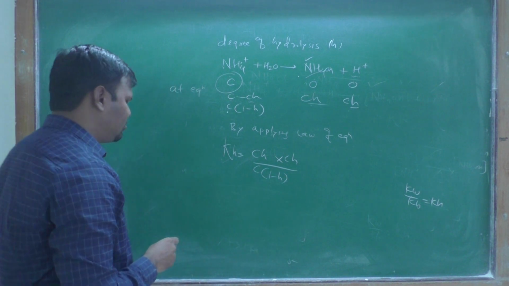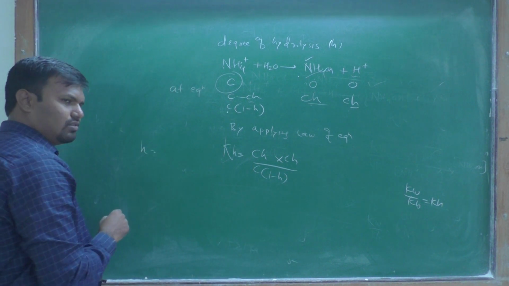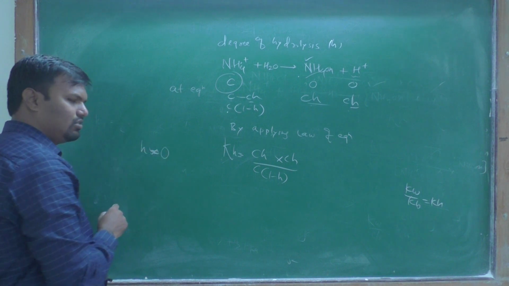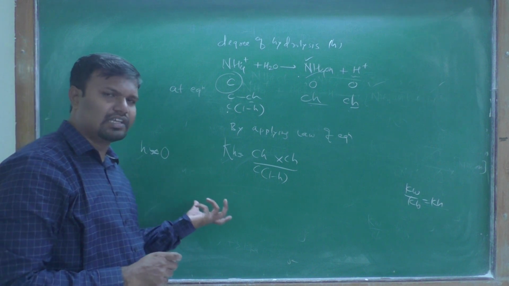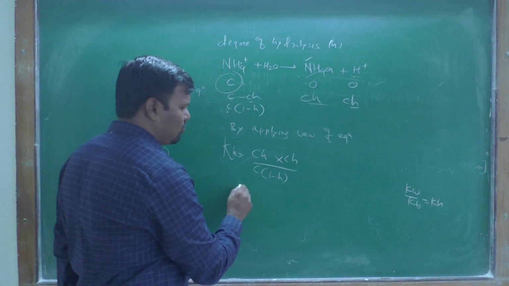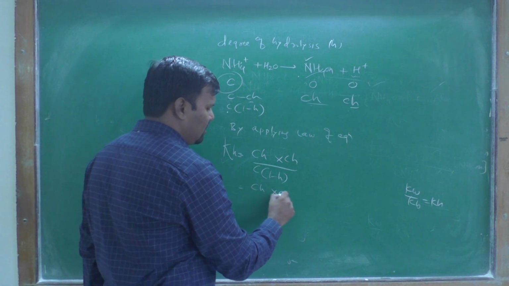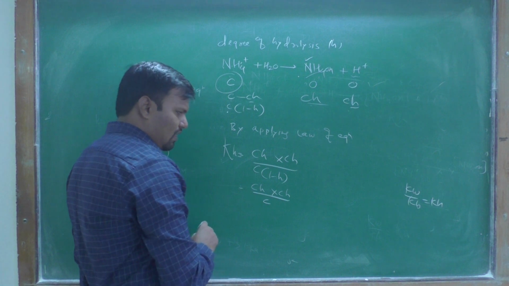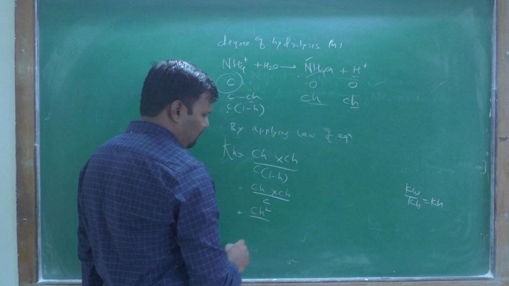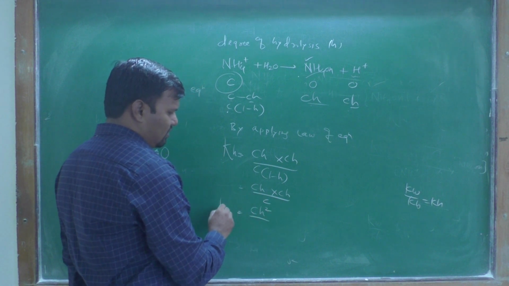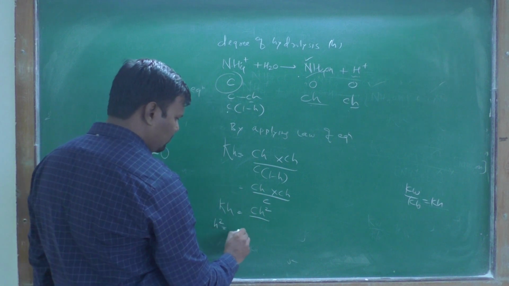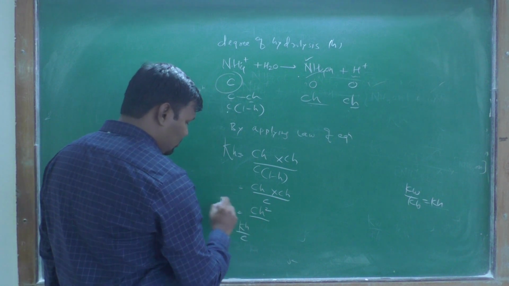Okay, the h quantity, the hydrolysis takes place in a very small amount, that is negligible hydrolysis is there, negligible water breaking takes place. Therefore, h is taken as 0. Therefore, 1 minus 0 is equal to 1. Therefore, Ch into Ch upon C, and the C cancels. Therefore, Kh is equal to Ch square. Therefore, h square is equal to Kh upon C.